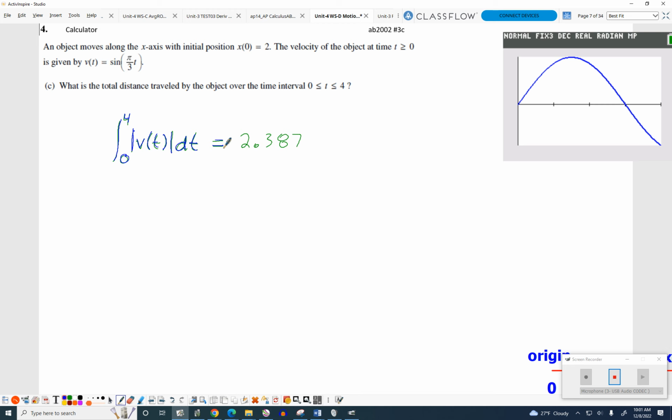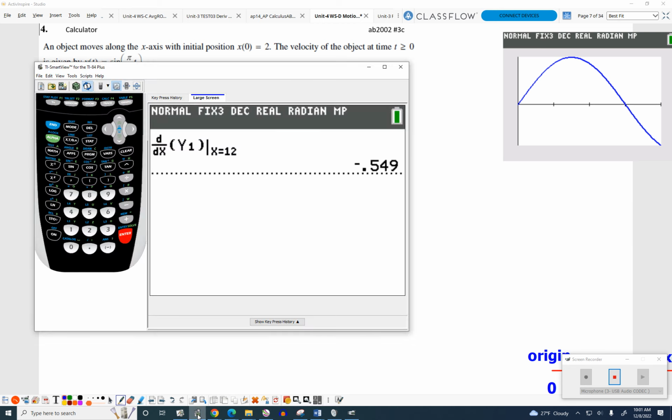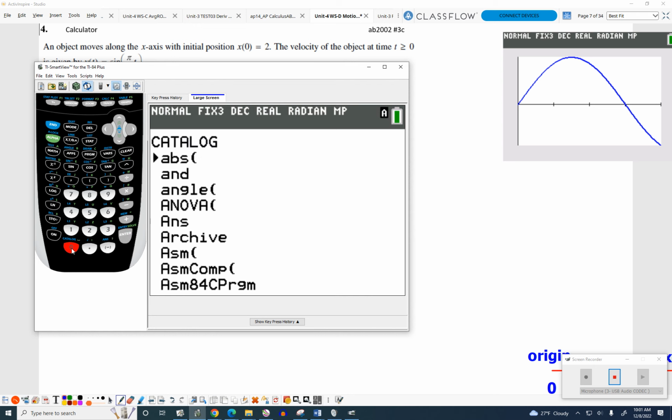Oh, please. Oh, thank you. Absolute value, I know 2 pathways. The one I like to use is I go second catalog. So that's second, and then the 0 key. Absolute value is the very first one on the list.